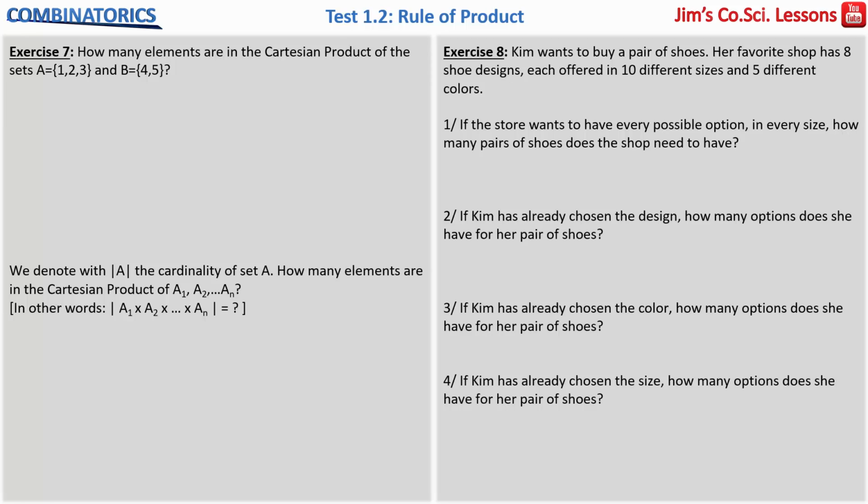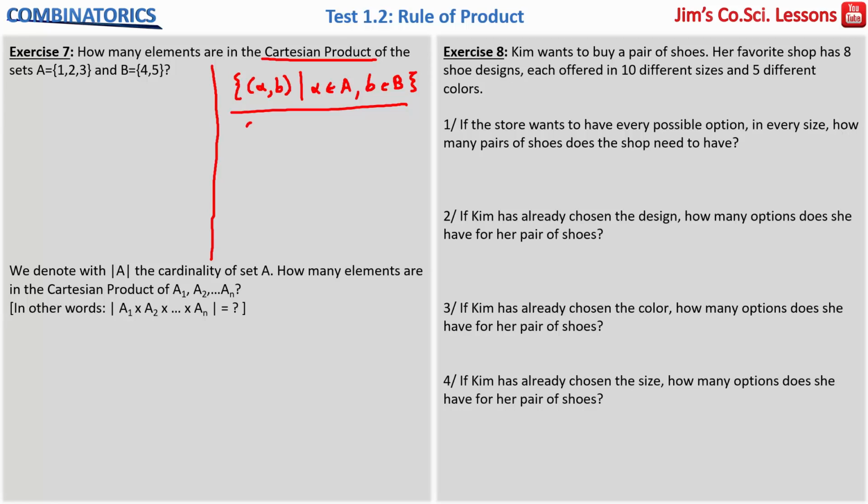Our seventh exercise: how many elements are in the Cartesian product of set A, that has the elements 1, 2 and 3, and B, that has the elements 4 and 5? Let's do a quick reminder again about the Cartesian product. We know that the Cartesian product of two sets is actually a set that consists of tuples, and each tuple has an element from the first set, and the second element of the tuple has an element of the second set. This is the definition of the Cartesian product.